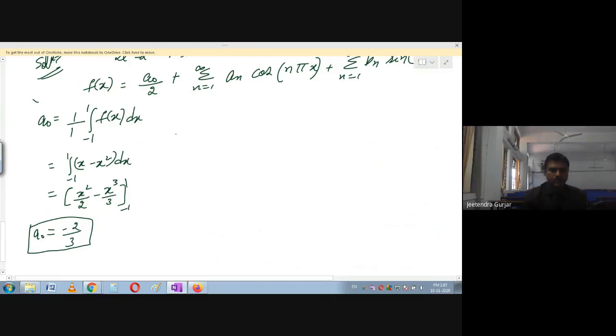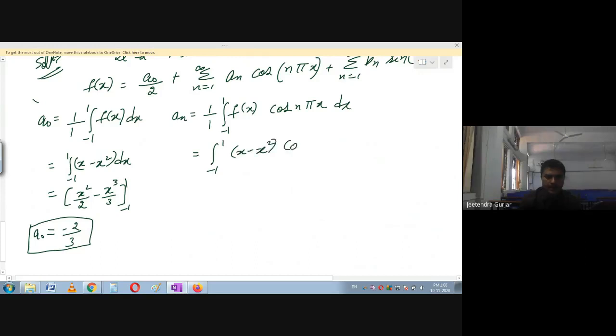Yes, as I have told you. Next you can find a n. What is the formula for a n, students? Yes, 1 upon L, again L is 1. Integration will be from -1 to 1 f of x cos n pi x upon L. Please try yourself, students. L is 1. So this is equal to, substitute the value of f of x, that is x minus x square cos n pi x dx.